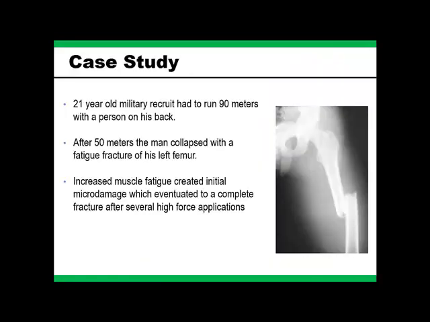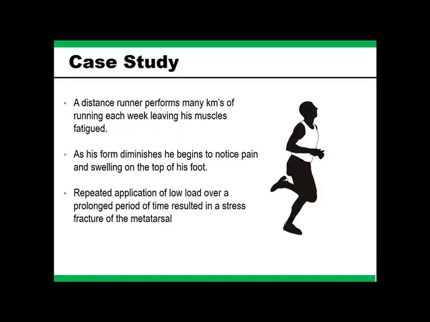Now, let's go case study on this. Straight from the textbook, these two. You've got a 24-year-old military man. He's asked to run 90 meters with a person on his back. After 50 meters, the man collapses with a fatigue fracture to his left femur. So he's got someone on his back, he starts running, he gets 50 meters in, and his leg just explodes. Right? That's what we're talking about here. Now, that is the way an overloaded stress fracture would occur. There's just too much load for this bone to handle, bang, straight through. Now, you get increased muscle fatigue, creating micro damage. Eventually, it explodes.